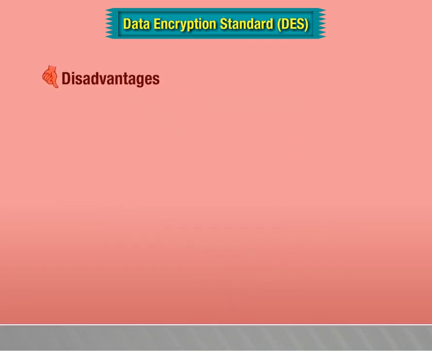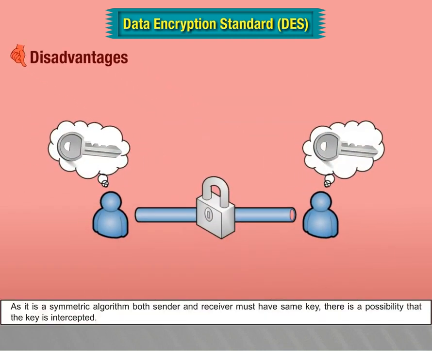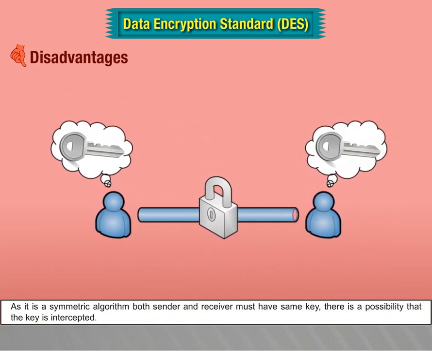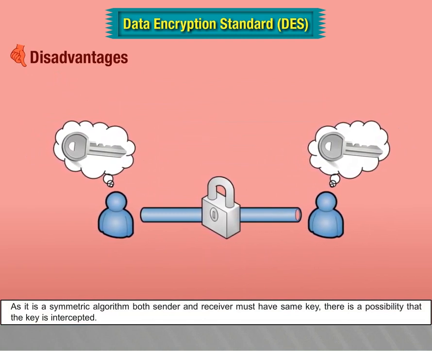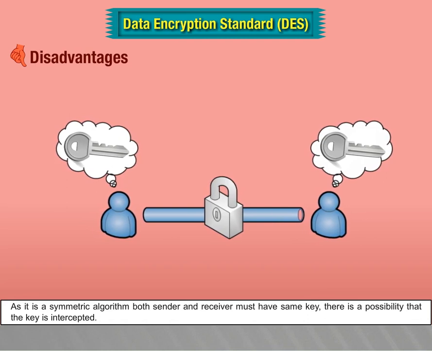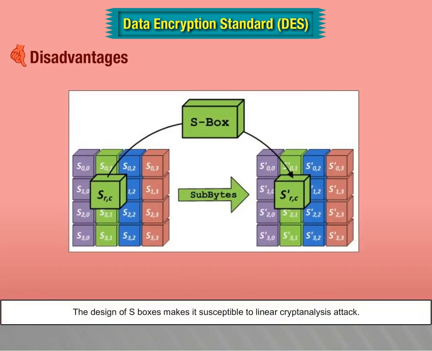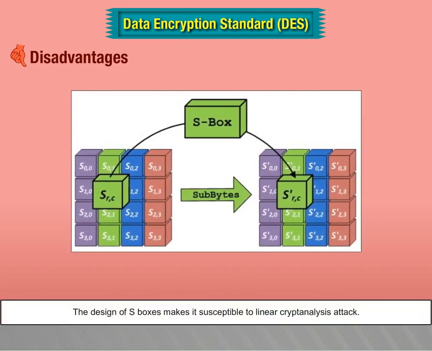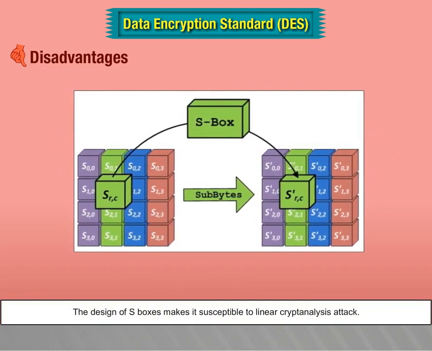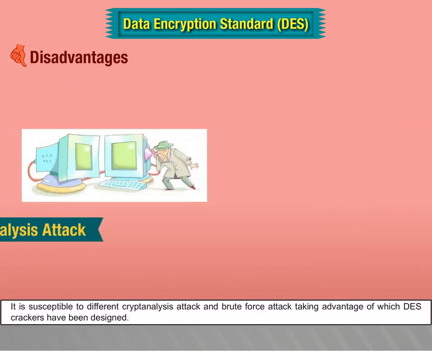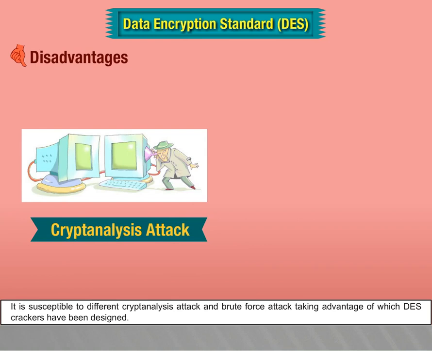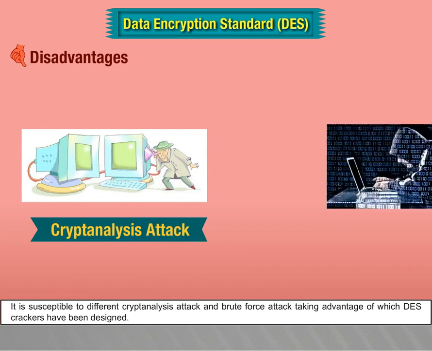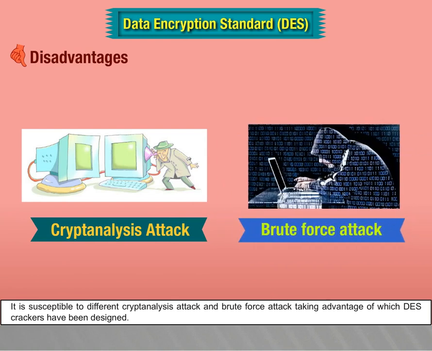Disadvantages: As it is a symmetric algorithm, both sender and receiver must have the same key. There is a possibility that the key is intercepted. The design of S-boxes makes it susceptible to linear cryptanalysis attack. It is susceptible to differential cryptanalysis attack and brute force attack, taking advantage of which DES crackers have been designed.